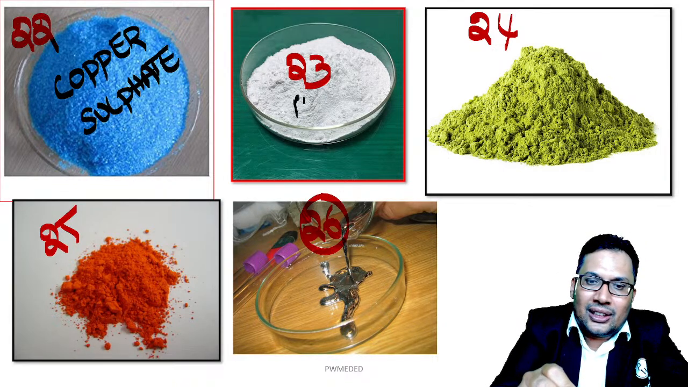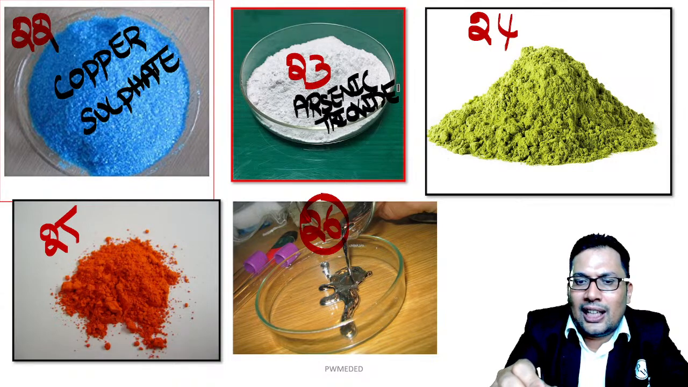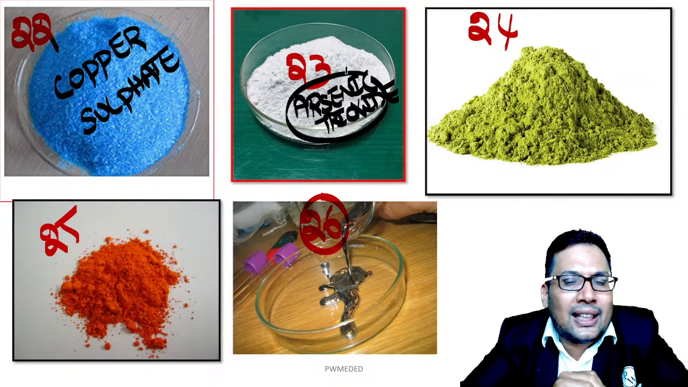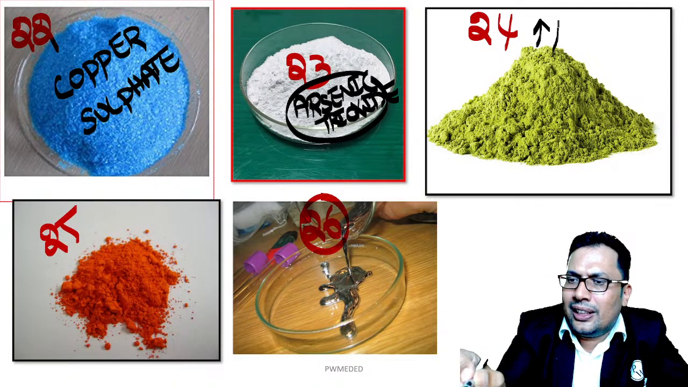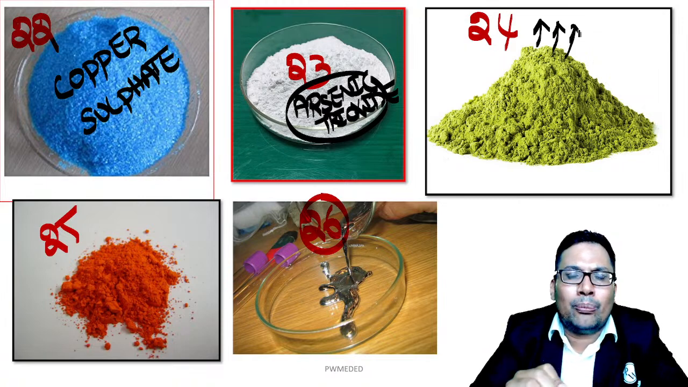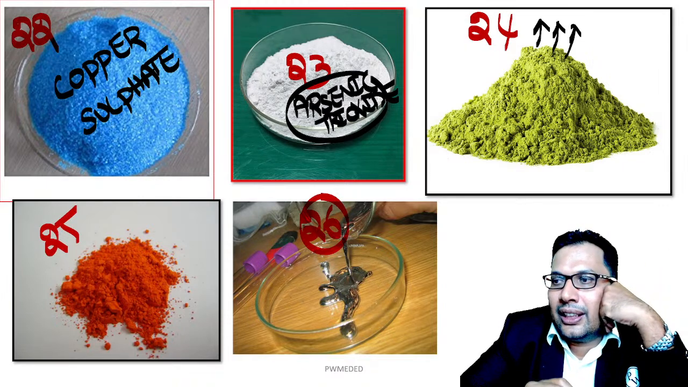Then this is arsenic trioxide. We discussed, or thallium also. Arsenic and thallium look the same, white. Then there is a green color. What is this green color? A mixture of copper and arsenic. Can anyone guess?